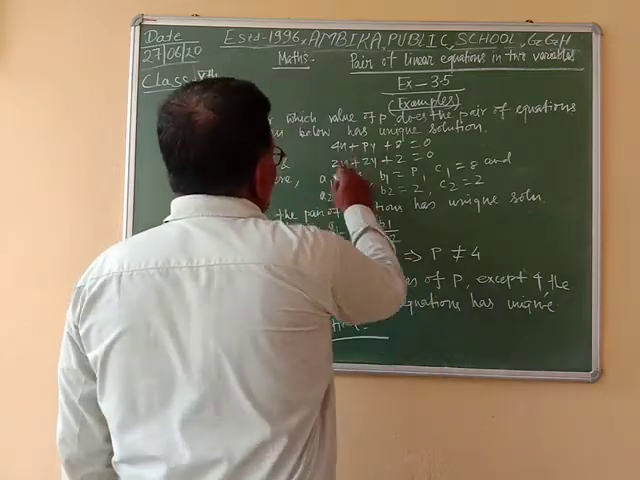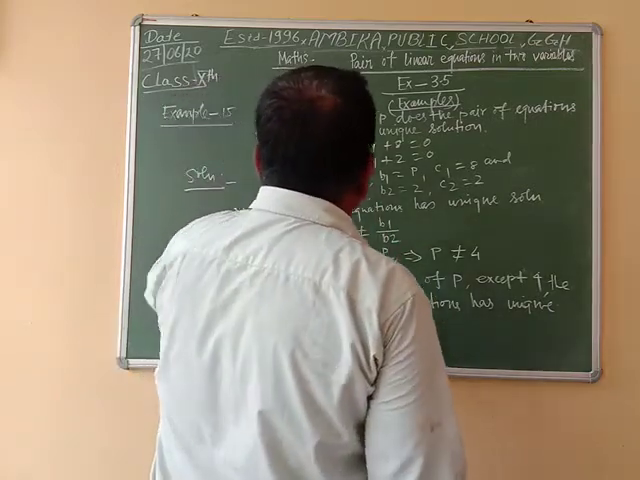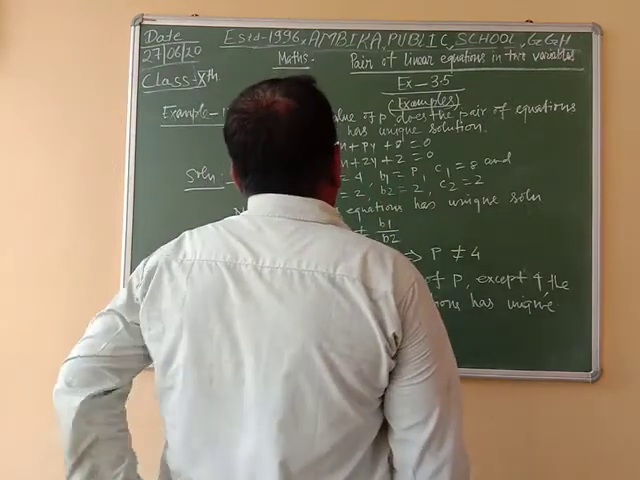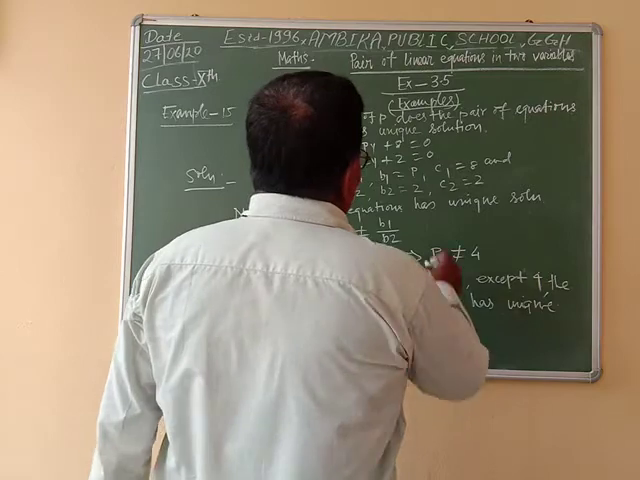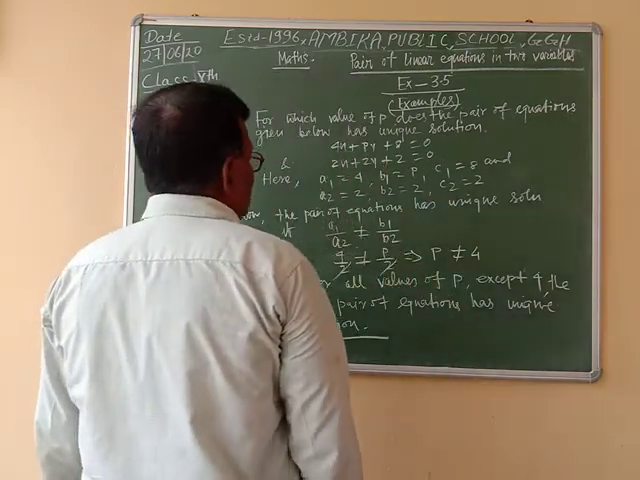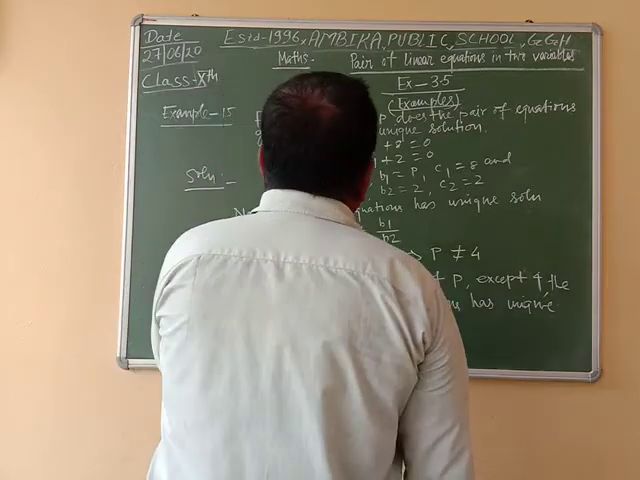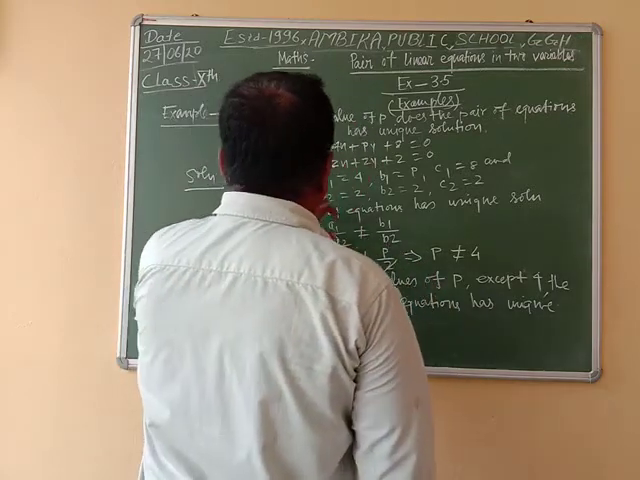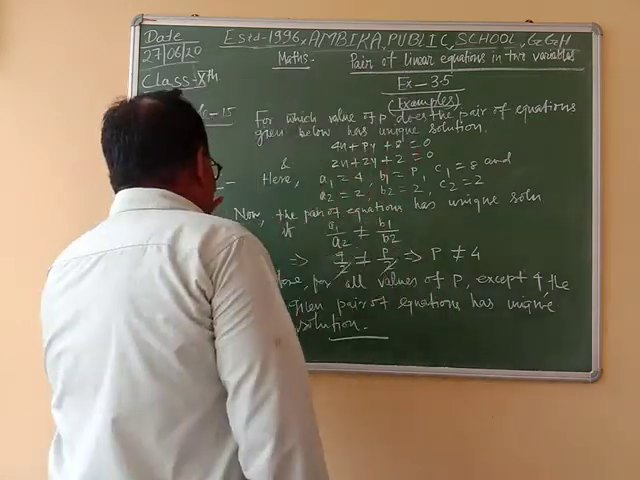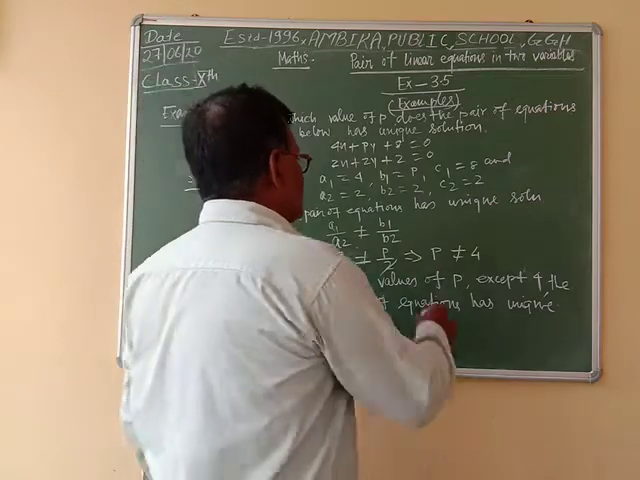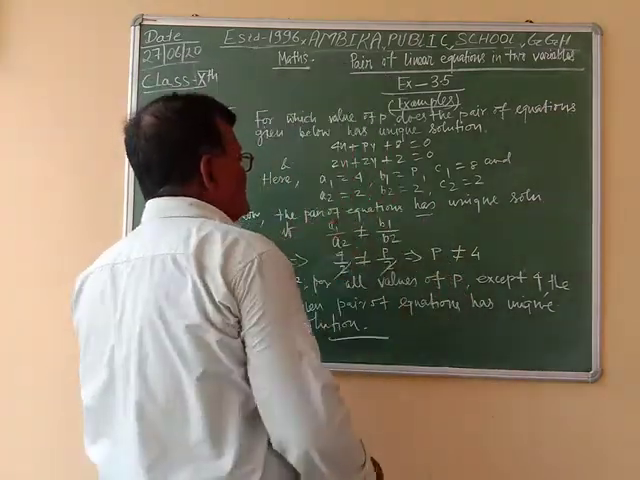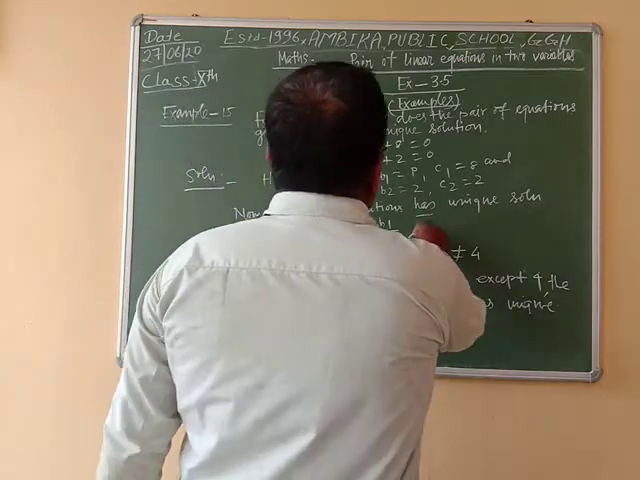Here a1 is equal to 4, coefficient of x, and b1 is equal to p, coefficient of y, and constant term c1 is equal to 8. Also from equation 2, coefficient of x a2 is equal to 2, b2 is equal to 2 and c2 is equal to 2. Now the pair of equations has unique solution if a1 by a2 is not equal to b1 by b2.